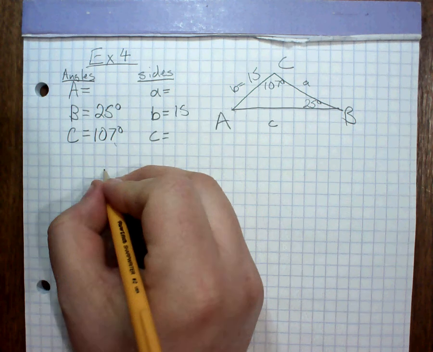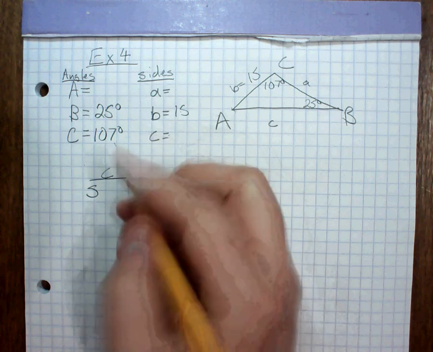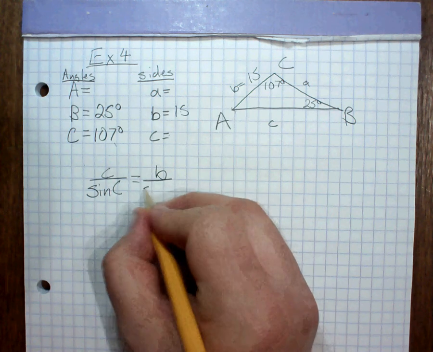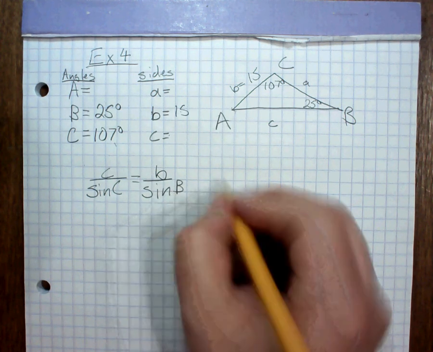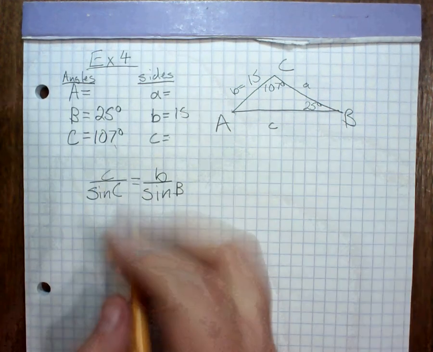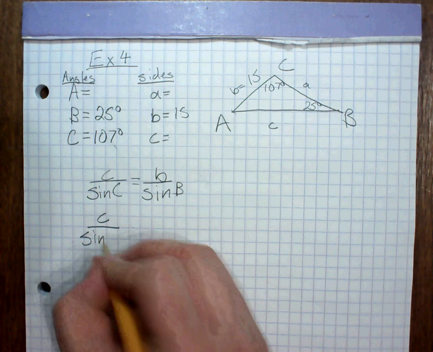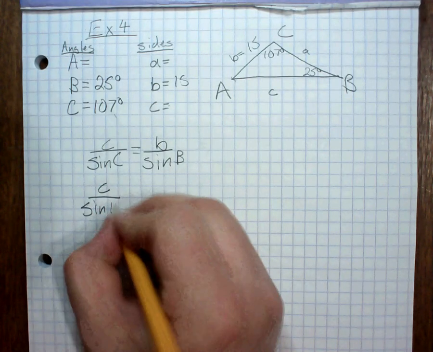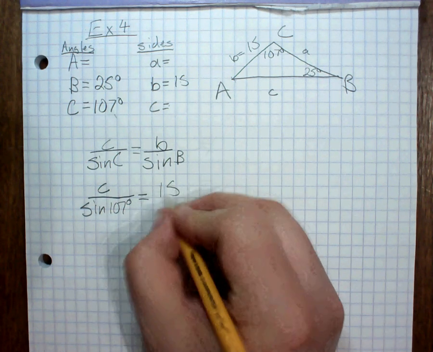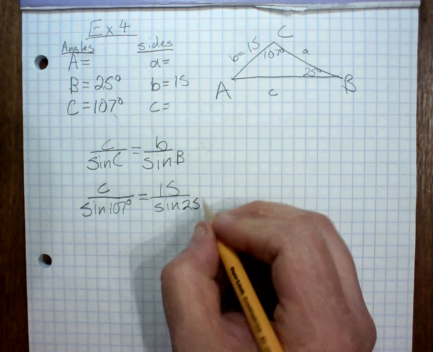So I'm going to use law of sines. I'm going to solve for c. So I'm going to say sine of capital C is equal to lowercase b over sine of capital B. Now what that looks like, well, let me just do it this way so it'll be a little more organized. I don't know what lowercase c is, but I know it's going to be sine of 107 degrees, and that's going to be equal to lowercase b, which is 15, over sine of 25 degrees. Okay?